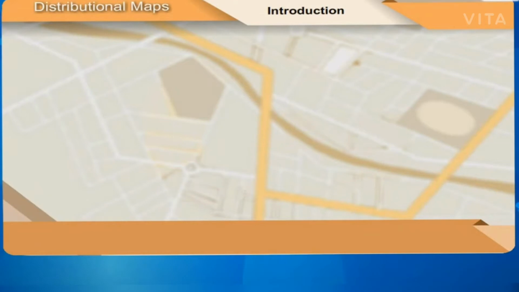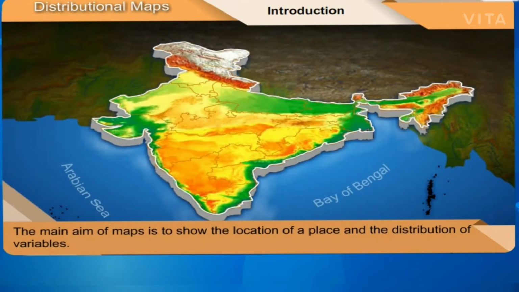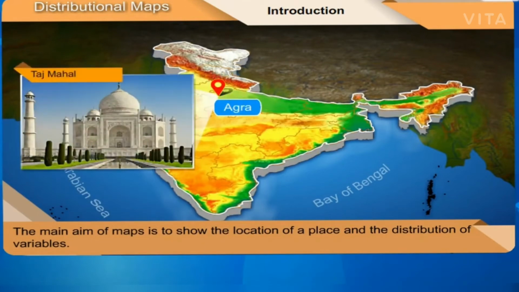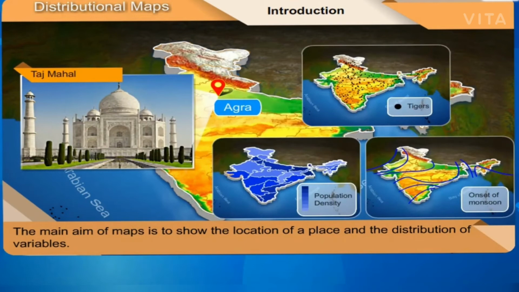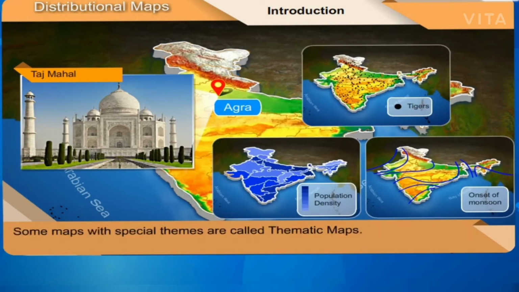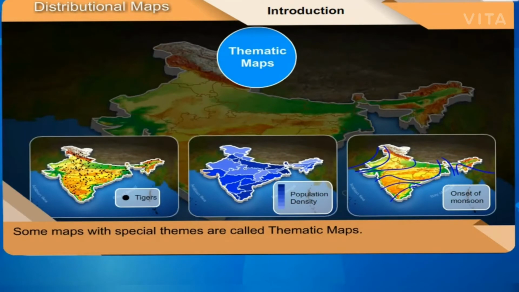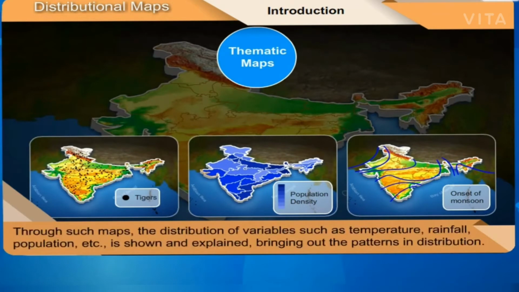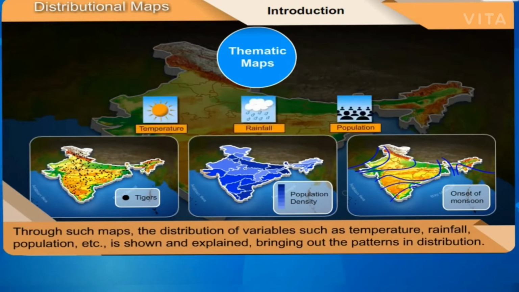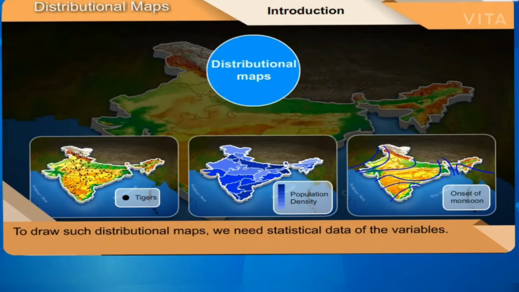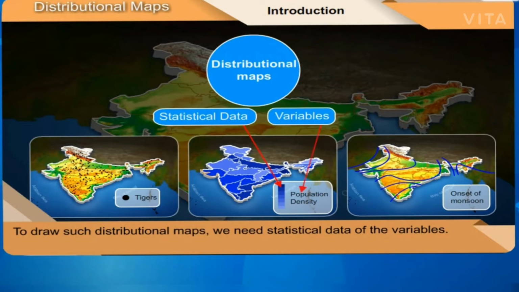Distributional maps. As you have studied in earlier classes, the main aim of maps is to show the location of a place and the distribution of variables. Some maps with special themes are called thematic maps. Through such maps, the distribution of variables such as temperature, rainfall, population, etc. is shown and explained, bringing out the patterns in distribution. To draw such distributional maps, we need statistical data of the variables.